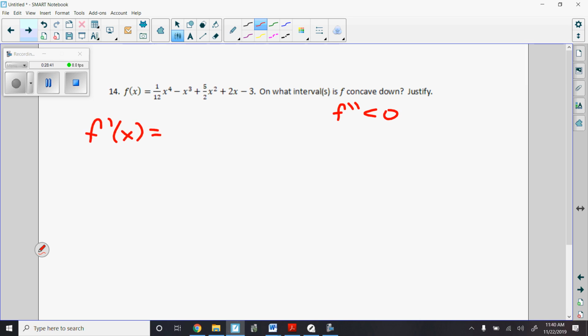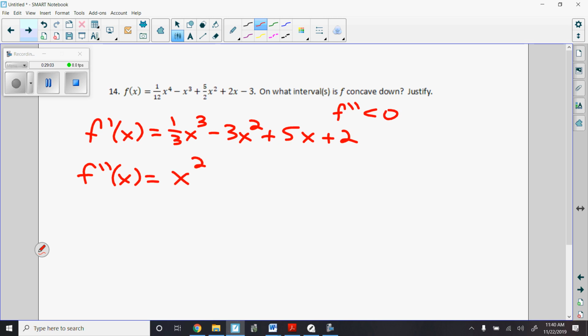4 times 1/12 is 4 over 12, which is the same as 1 over 3. X cubed minus 3x squared plus 5x plus 2. That's f prime. I got to do 1 more derivative. Again, make sure you're labeling these as you're doing them. F double prime then would be x squared minus 6x plus 5.